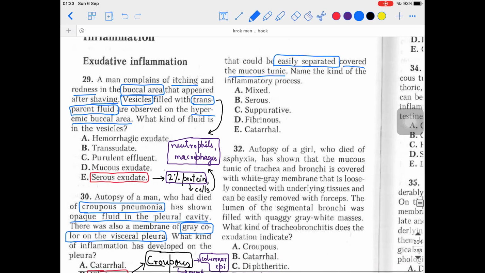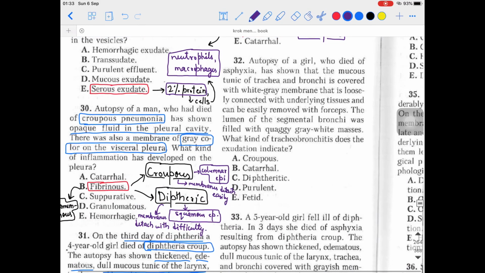It is not given in the option, so you know that it is the type of fibrinous one, isn't it? So the answer will be fibrinous inflammation. And you know which type? Yes, this is the type of croupous fibrinous inflammation. Great. Let me move on to the next one. Question 32. Autopsy of a girl who died of asphyxia has shown that the mucous tunic of the trachea and bronchi is involved and covered with a white-gray membrane.